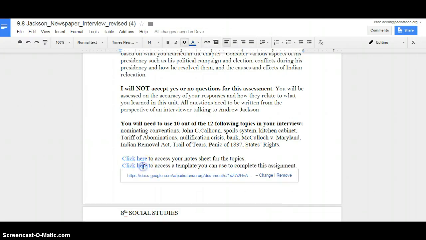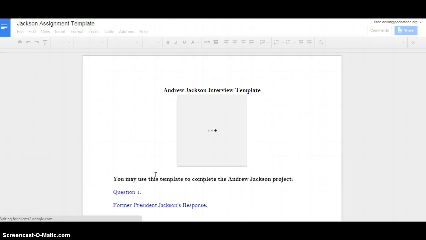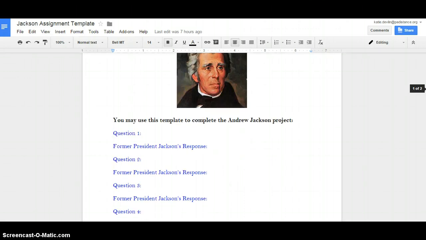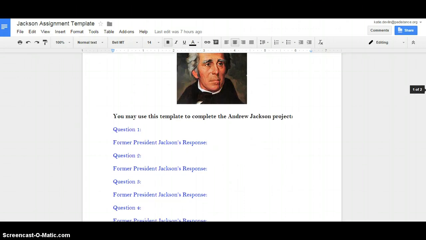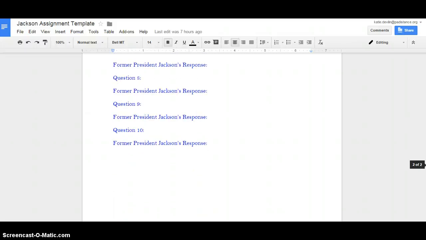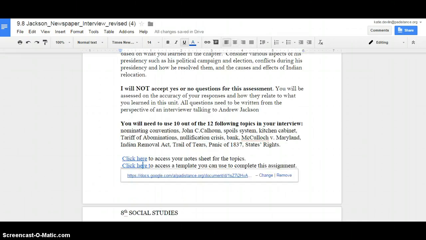I've also included a template, and I'd really recommend that you use this when writing your assignment. So, what I've done is gone ahead and made a Google Doc. All you gotta do is write in your questions and Andrew Jackson's answers. Remember, you're using the 10 topics that I've already given you. So looking at that, and looking at the note sheet, we should kind of understand what we need to do.